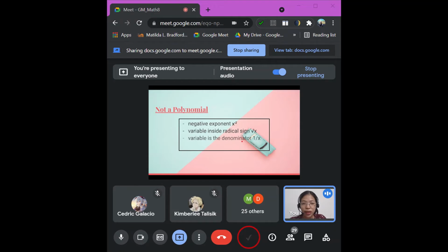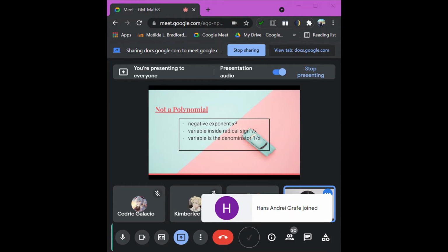And then the third one, we have a variable in the denominator. So 1 over x. For example, your example of a polynomial is 1 over x. It can't be just a variable. It should be a constant and then a variable. But if it is a variable only, then it's not possible to be a polynomial. Okay, so far any questions? Or none?